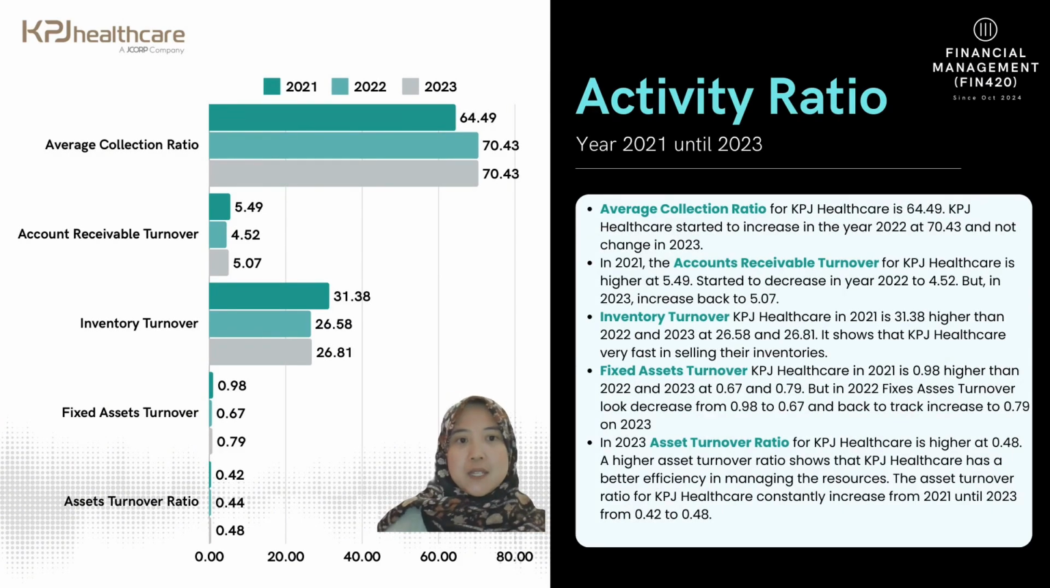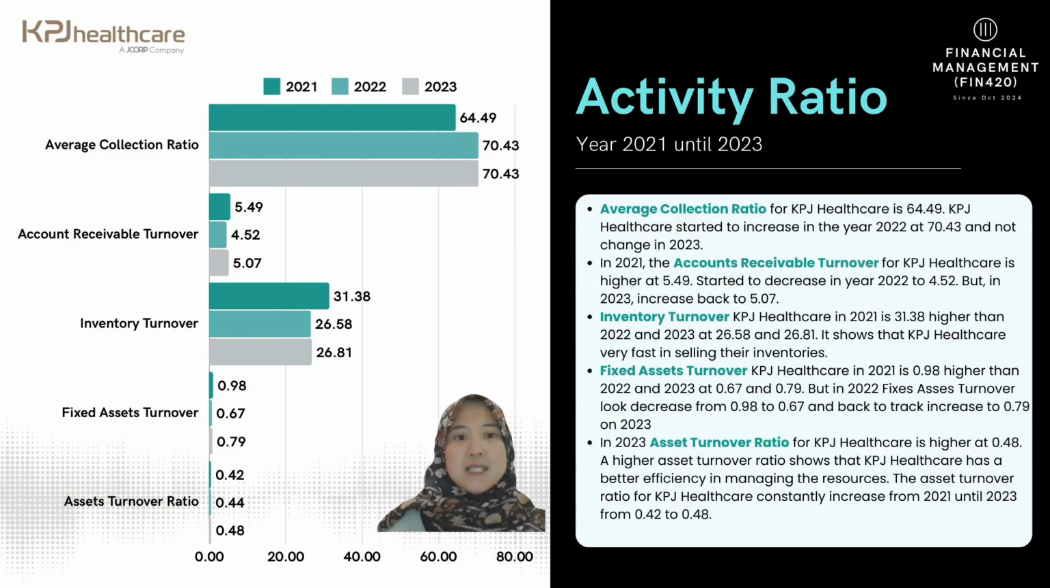Fixed asset turnover for KPJ Healthcare in 2021 is 0.98, higher than 2022 and 2023 at 0.67 and 0.79. Fixed asset turnover decreased from 0.98 to 0.67 and then increased back to 0.79 in 2023.